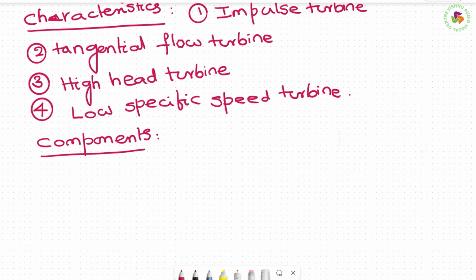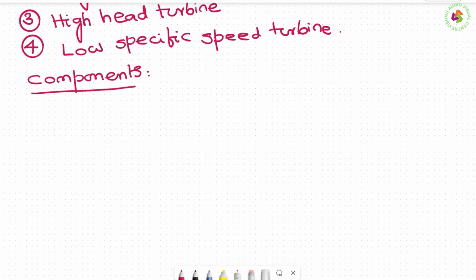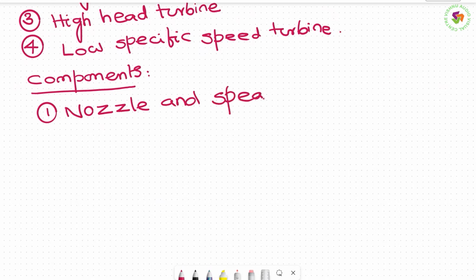There must be an arrangement to convert the total energy of water into kinetic energy. That is the first thing. So that component is called the nozzle and spear arrangement. This arrangement is mainly intended for converting the total energy into kinetic energy or velocity head. So this arrangement is meant for it.